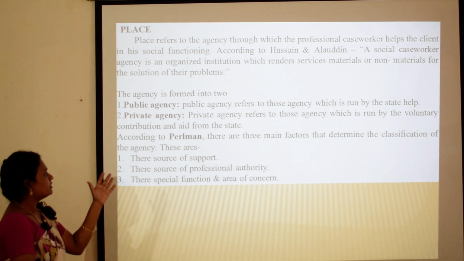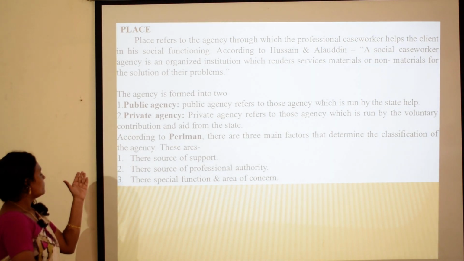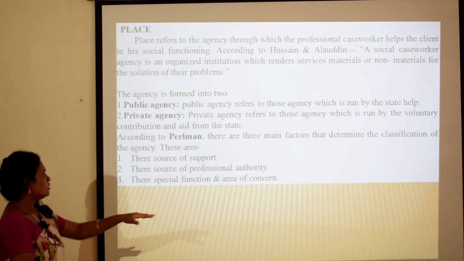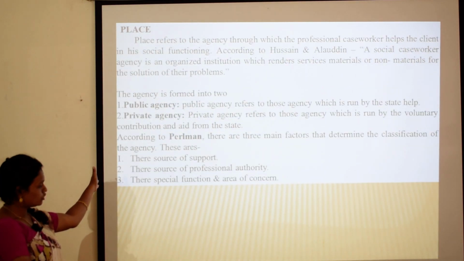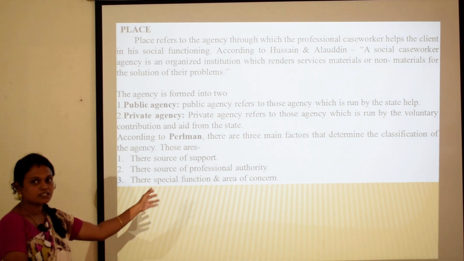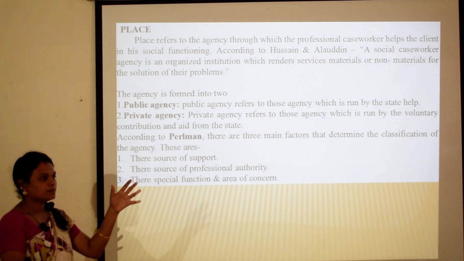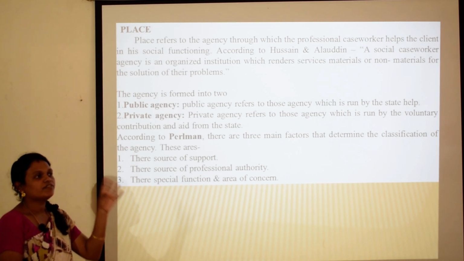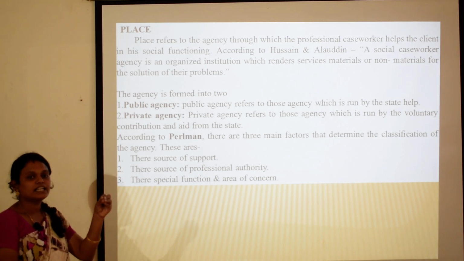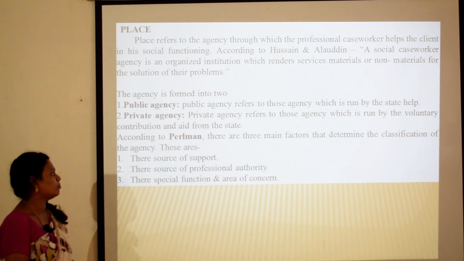According to Coleman, there are three main factors that determine the classification of the agencies. They are their source of support, their source of professional authority, and their special function and area of concern. So there is a source of support, and there is a source of professional authority. There will be professional workers dealing within the agencies. There is special function and area of concern. So it is a place with a special concern. For example, for children, we'll have some agencies running for that. So if some of the children have any problems, they'll go and refer to the same agency, and they will deal with the problems.